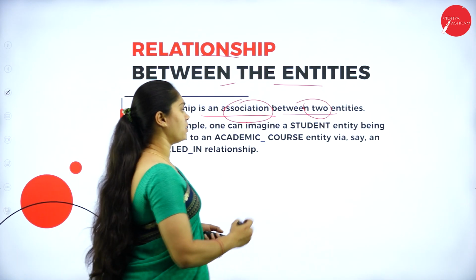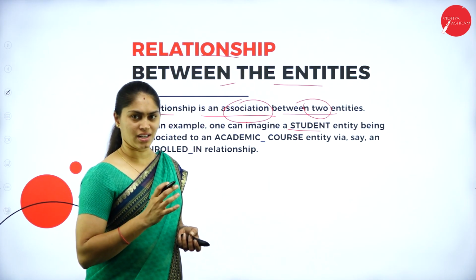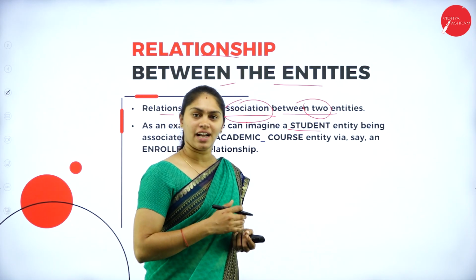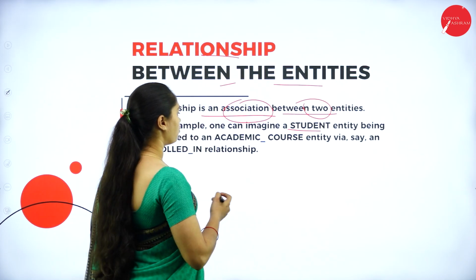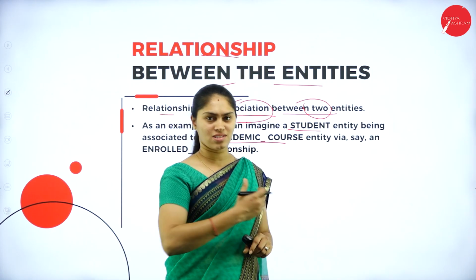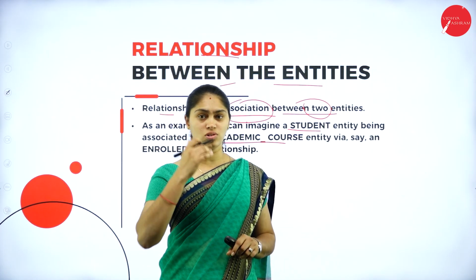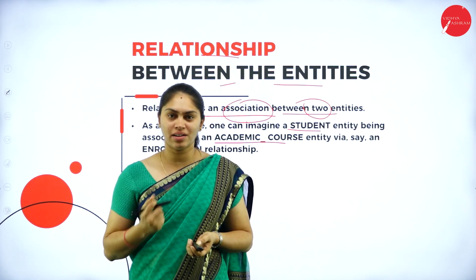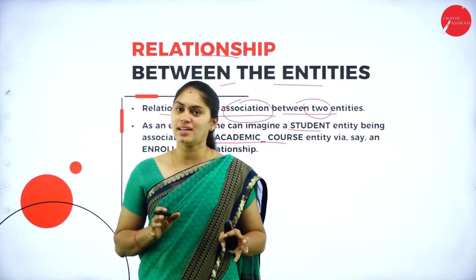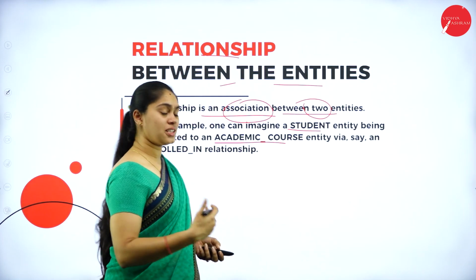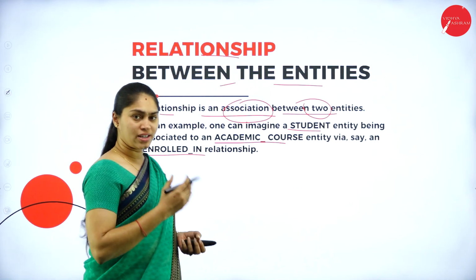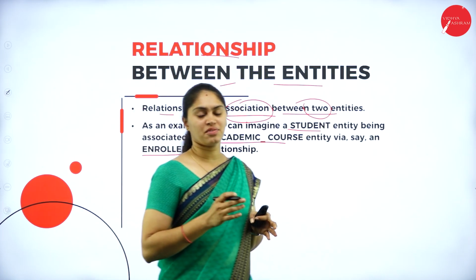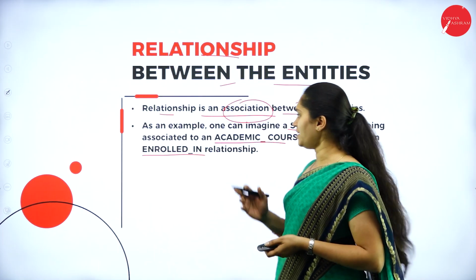If I take an example, consider we have a student entity. That comprises student ID, name, age, date of birth, like that. And we can have one more entity called academic course, with course name, course year and course credits. So all those are the attributes. Then how can we build a relationship between the student and academic course? That is what we can say as enrolled in. A student is going to be enrolled in this academic course. That is what specifies the relationship between the different entities.